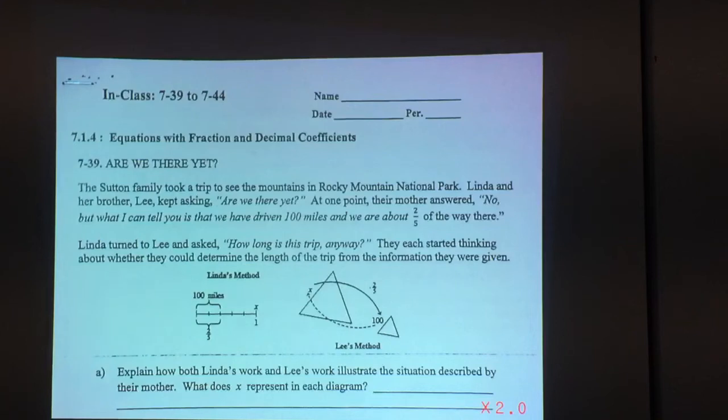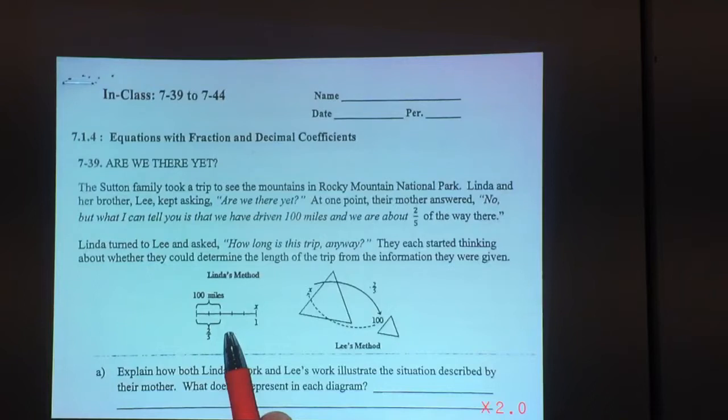At one point, their mother answered, "No, but what I can tell you is that we've driven 100 miles and we are about 2/5 of the way there." Linda turned to Lee and asked, "How long is this trip anyways?" They each started thinking about whether they could determine the length of the trip from the information they were given.